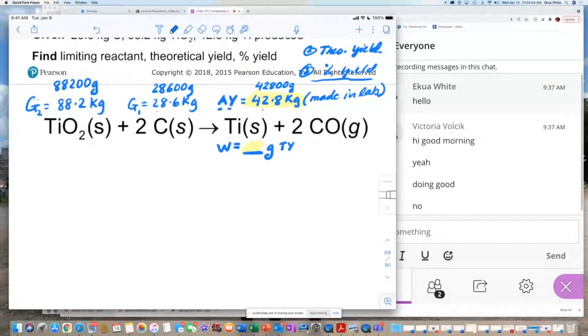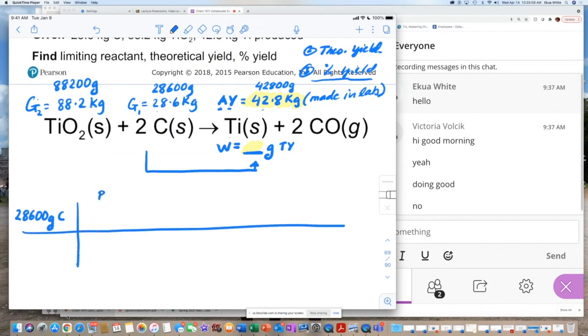So I'll start doing my conversion with given 1 to my wanted. Once again, I like those visuals because they help me. I'm going from here to here, right? Only those two, given 1 to wanted. Okay, my given 1 is going to be 28,600 grams of carbon. I start my conversion.